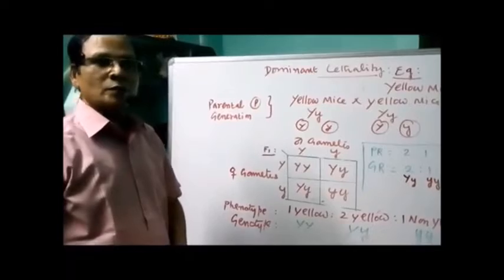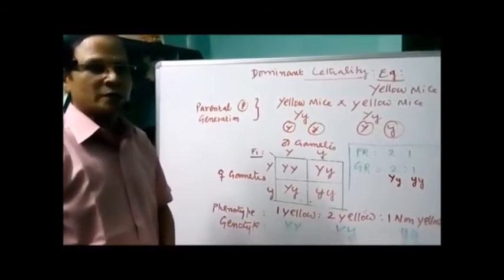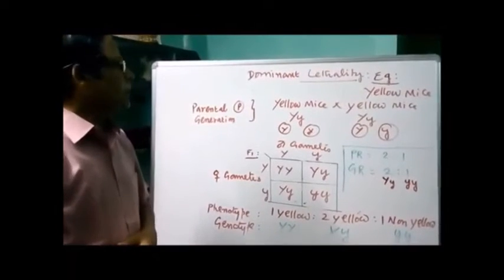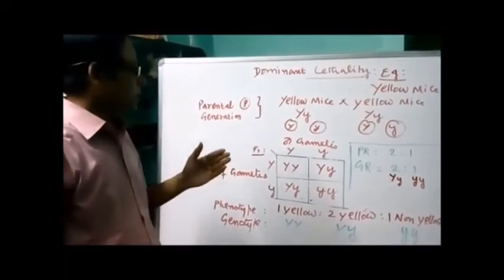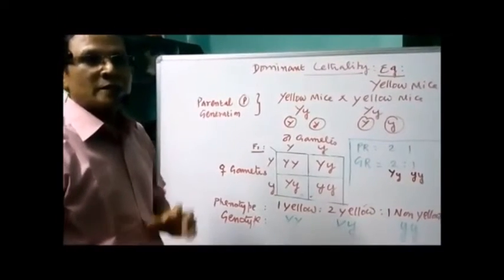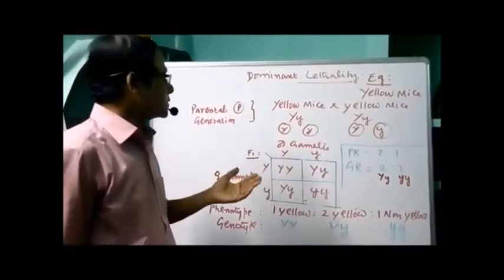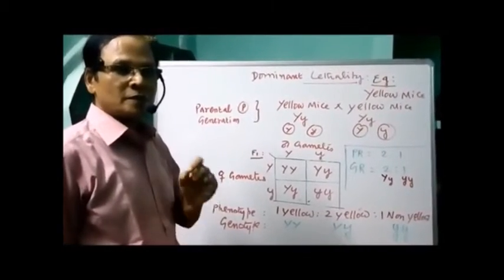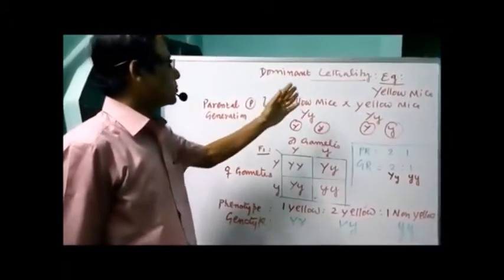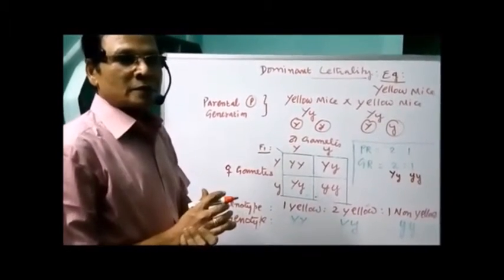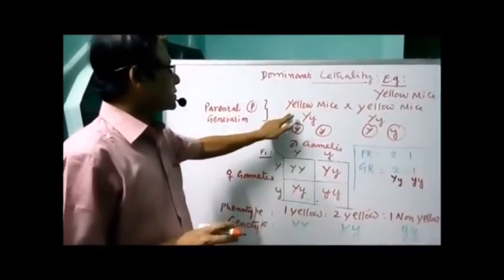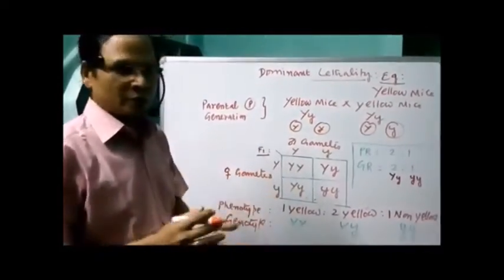Now let us discuss dominant lethality, with reference to the yellow mice. In the case of dominant lethality, the dominant gene in homozygous condition dies. In the previous one, recessive lethality, the recessive gene in homozygous condition dies. Now, here the yellow mice. A yellow mouse was crossed with a non-yellow mouse, and we get heterozygous yellow mice. That is the F1 generation.